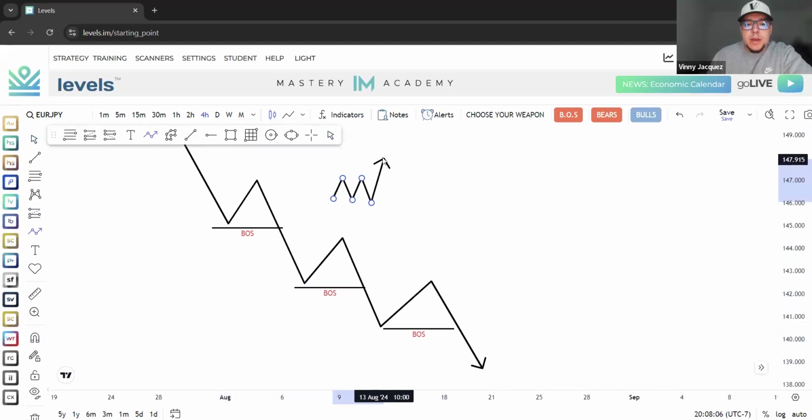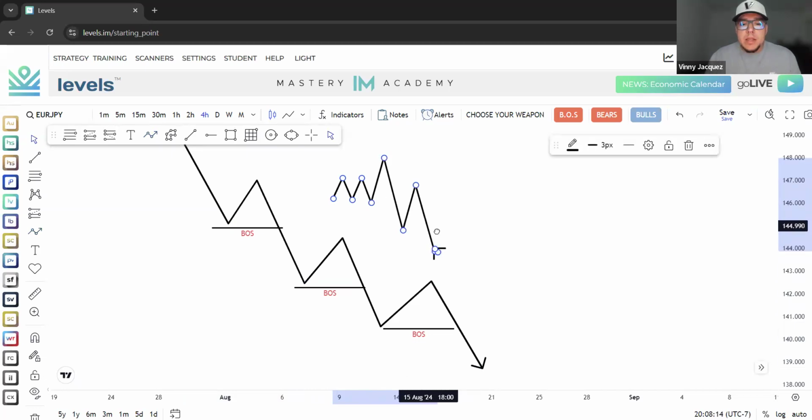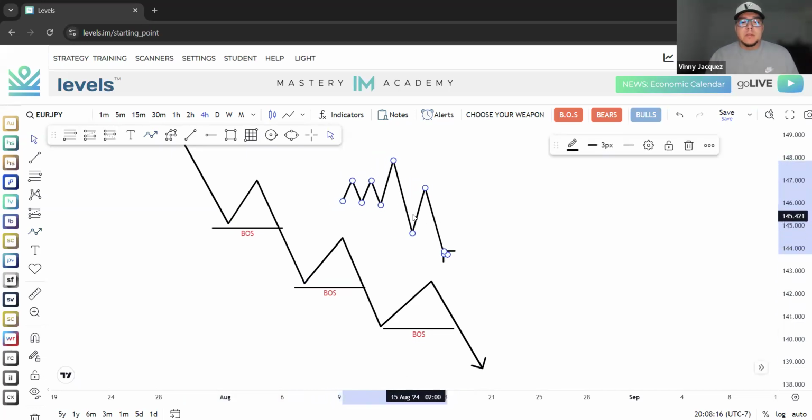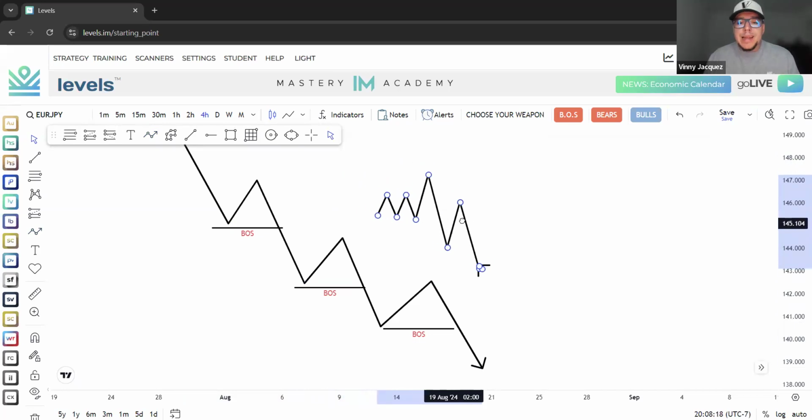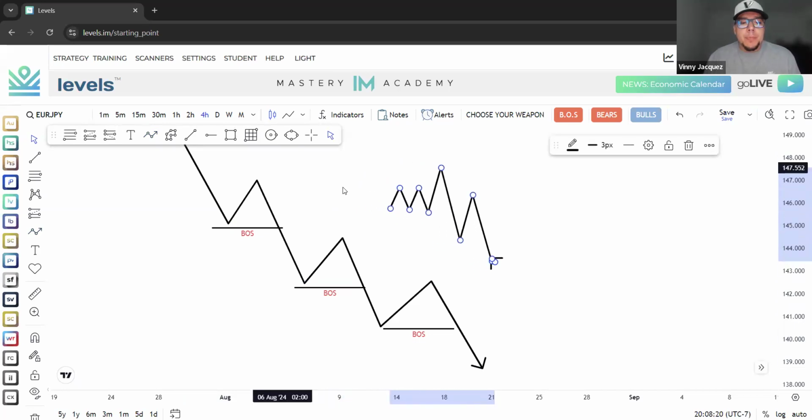And when the market is in a downtrend, we want to look for this pattern right here, the head and shoulder pattern. This pattern lets us know that we're in sell territory, so we can start looking for sells. This is the pattern I like to use, and as a levels trader, this is called the head and shoulder.